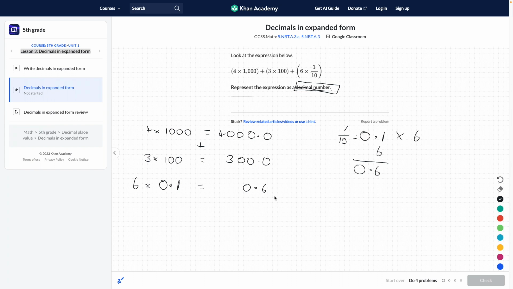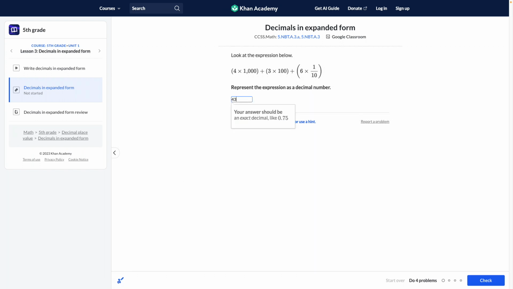Let's add the decimals here. 0 plus 0 plus 6 is equal to 6. Bring down 0, and we've got 0 plus 0 plus 0 is 0. We've got 0 plus 0 is 0. And we've got 0 plus 3 is 3. And then 4 plus nothing is 4. So let's check. 4,000 plus 300 is 4,300, plus 6 times 1/10. So we should have here 4,300 decimal 6. And it represents the expression as a decimal number.